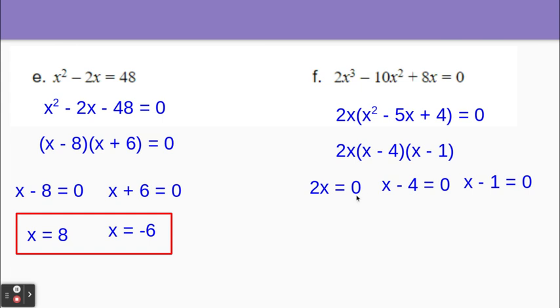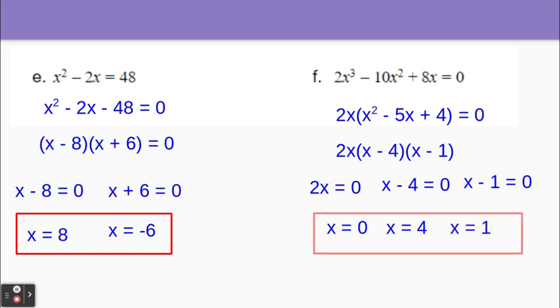First one, if you divide by 2, nothing divided by 2 is still nothing. Don't forget, that's an answer. The middle one, undo that minus, so we're going to do equals 4. And that last one, we're going to undo that minus by adding 1 as well. All right, we got 3 answers. Yay!